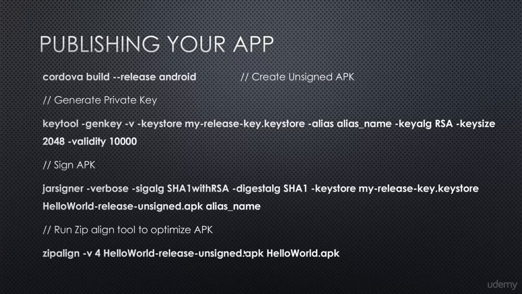So we'll take the unsigned APK name, which is this hello world release unsigned, and then whatever we want to call it for the final version, which will be hello world.apk. And then you can proceed to deal with the app stores, whether it's Google or the iOS App Store.